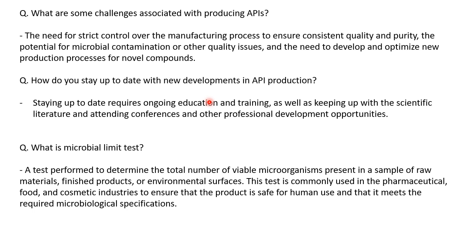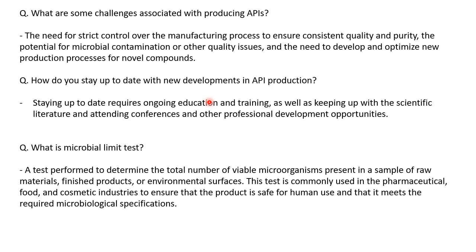API, that is active pharmaceutical ingredients, further in a particular drug, and that is to be administered to a patient. So we cannot tolerate any kind of microbial contamination, because it will lead to some kind of problem in the patient. Okay, we don't know. So we need strict control over manufacturing processes.